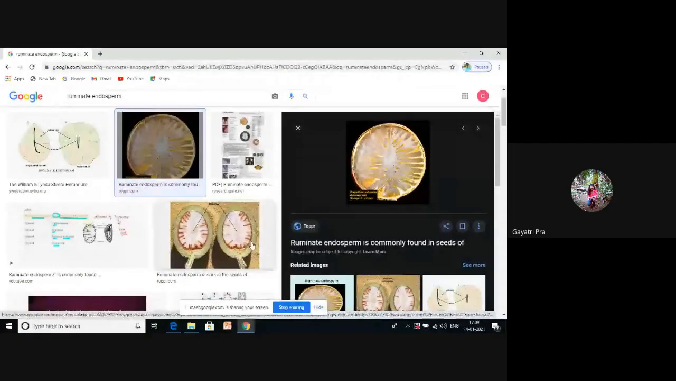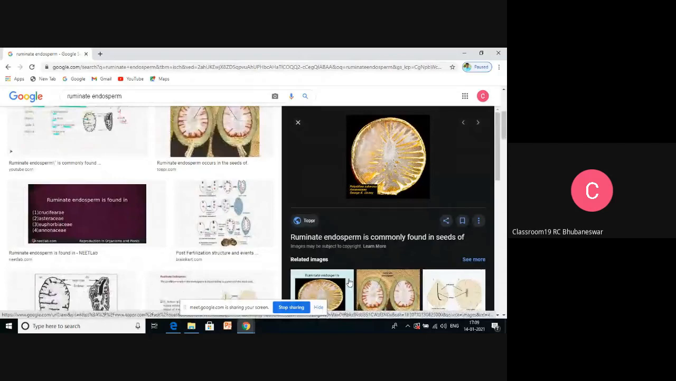Clear? Passion fruit. Ruminant endosperm is found in Annonaceae, Rubiaceae, Aristolochiaceae, Palmae, Myristicaceae. In these we find the ruminant endosperm. Ruminant endosperm means when the boundary of the endosperm is not even.